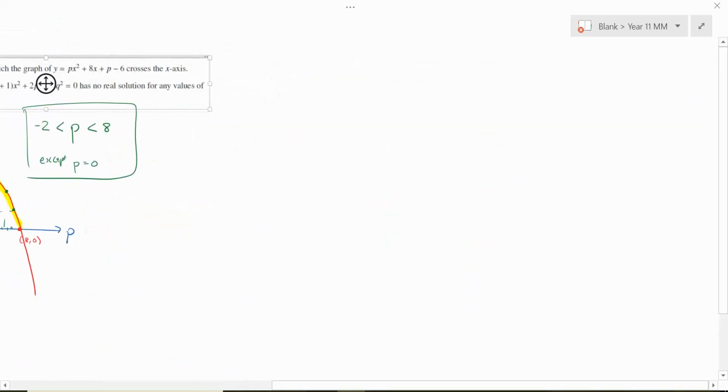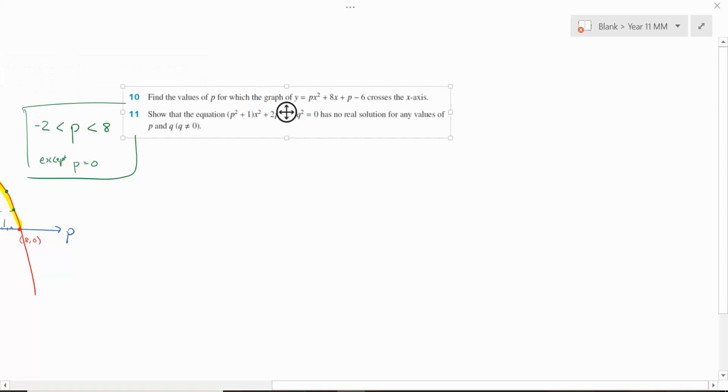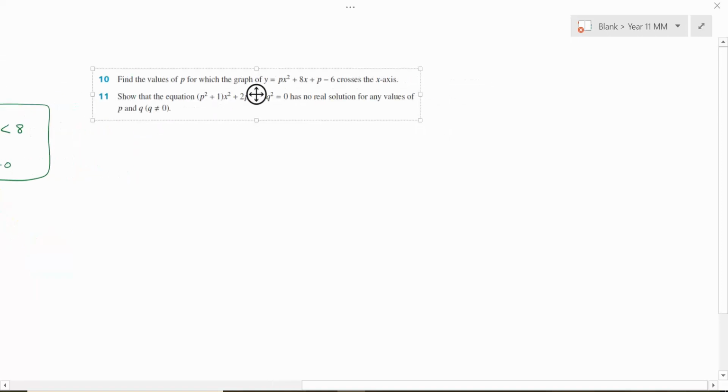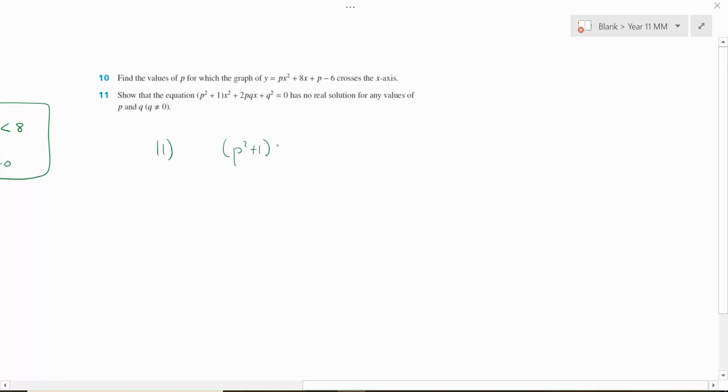Let's have a look at question 11 now. I can't seem to move. Oh, there we go. Question 11. Show that the equation (p squared plus 1)x squared plus 2pq times x plus q squared has no real solution, so no x-intercepts, for any values of p and q where q can't equal 0.